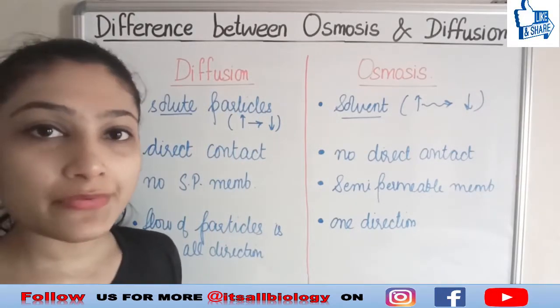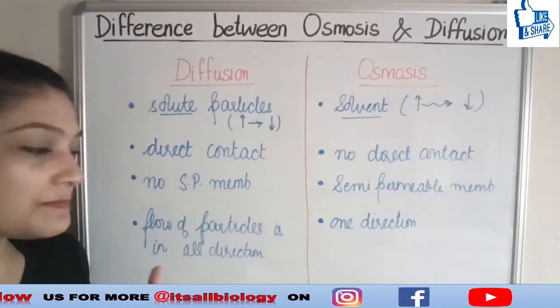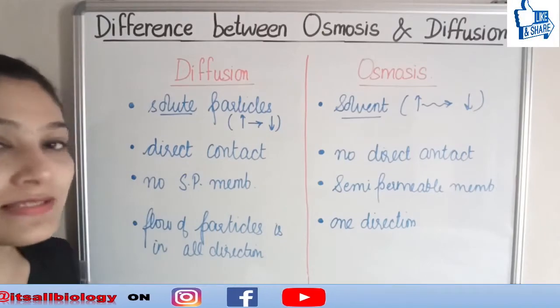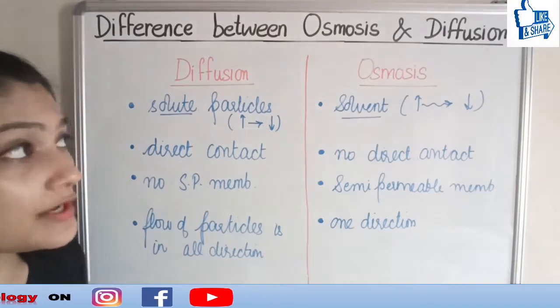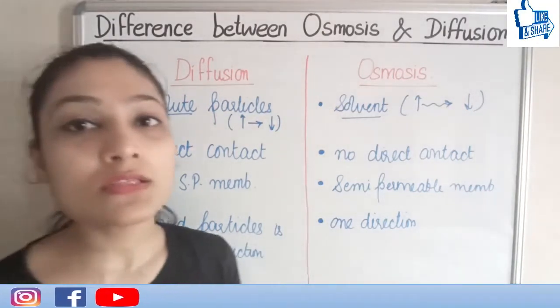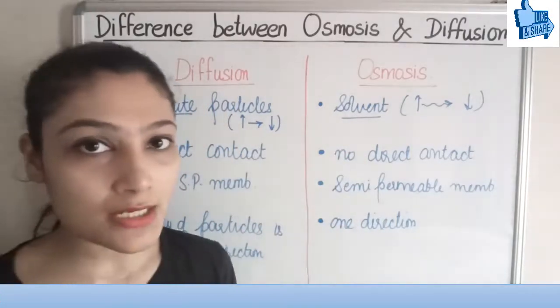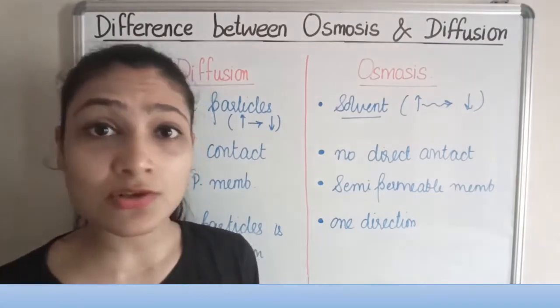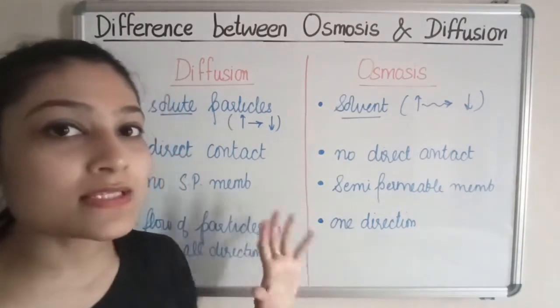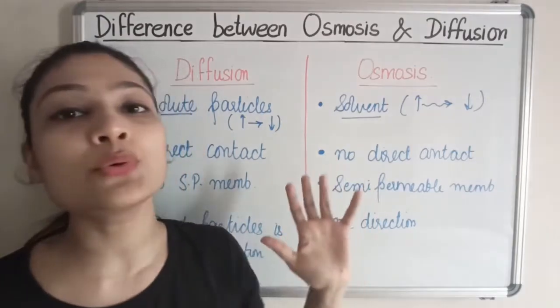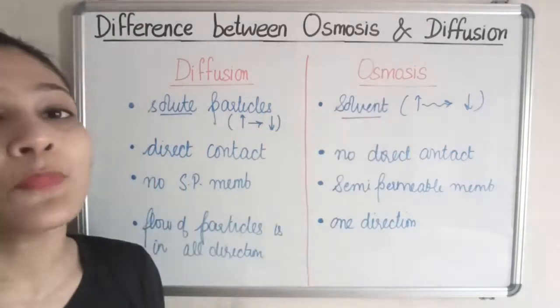The last point which you can write here is the speed. Diffusion is comparatively faster in gases, whereas osmosis is a slow process. So the first three points are the main important points. If you want to enhance your answer in the exam, you can always explain using a diagram. It is up to you how you attempt this question. I have given you the points.